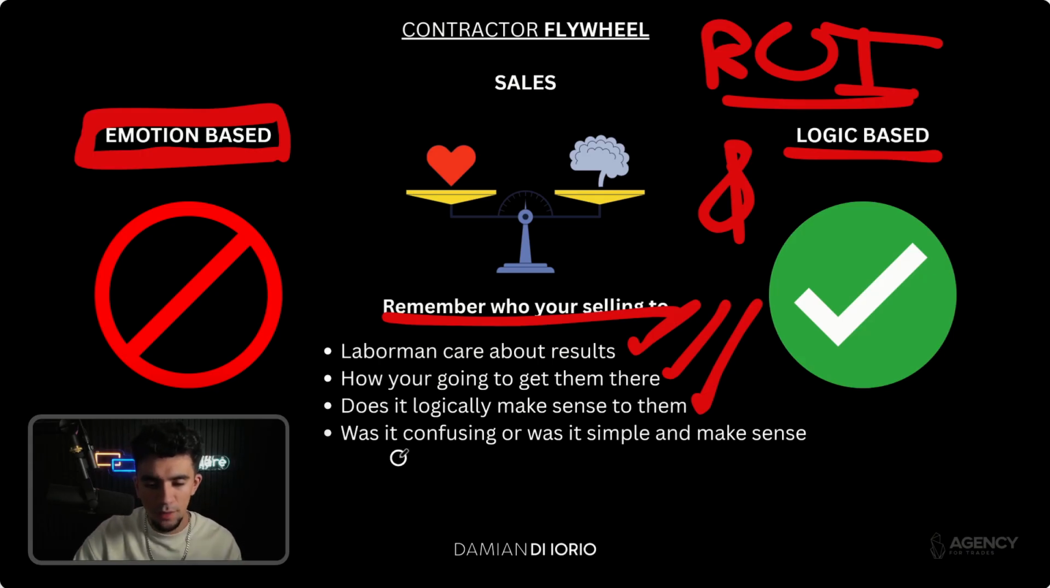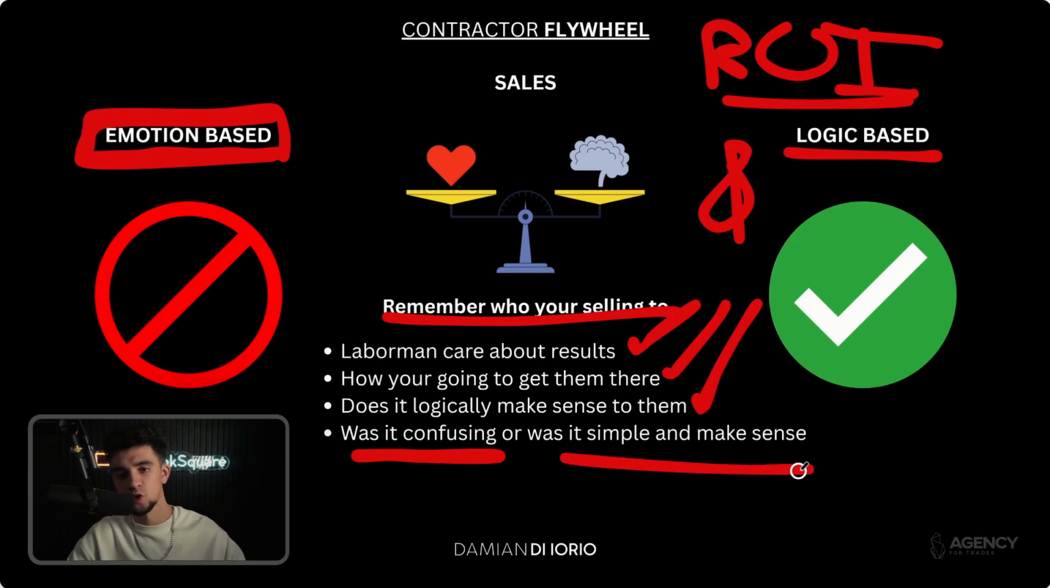And one thing, make sure that it wasn't confusing and it was simple and it made sense. The last thing you want to do is start showing charts and CRMs and confusing SOPs because a confused buyer will never buy, right? So it's super important that you do it logically.